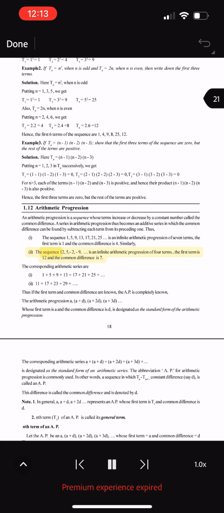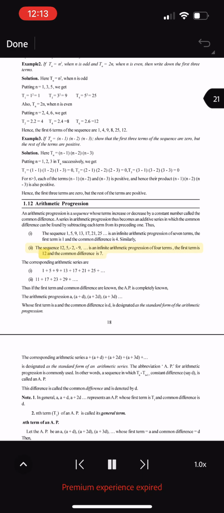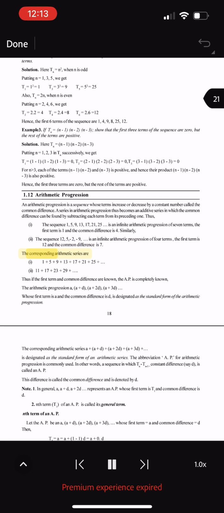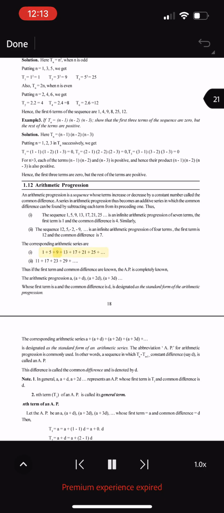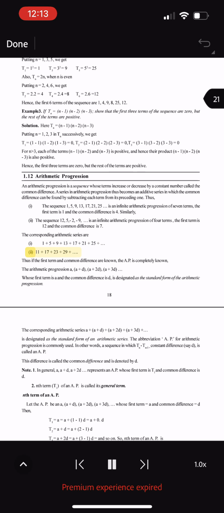Similarly, the sequence 12, 5, 2, 9 is an infinite arithmetic progression. The first term is 12 and the common difference is minus 7. The corresponding arithmetic series are 1 plus 5 plus 9 plus 13 plus 17 plus 21 plus 25, and 5 plus 11 plus 17 plus 23 plus 29 plus.